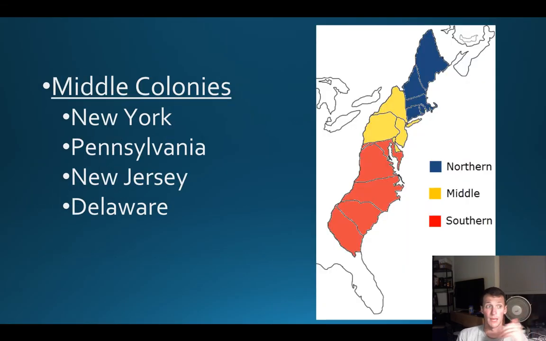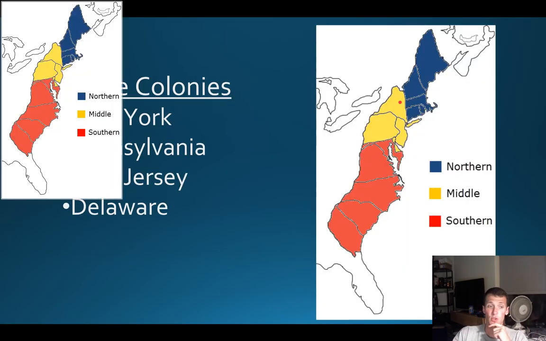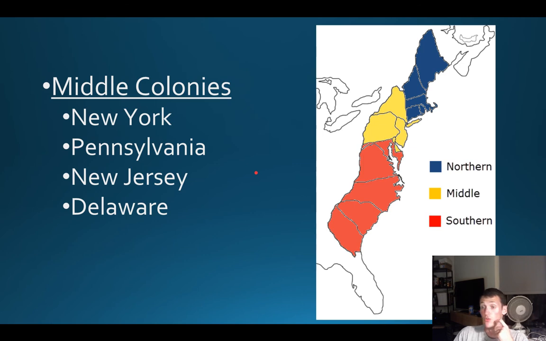Okay, moving on. Middle colonies. You have New York, right here, where my pointer is. Sorry, I realize it loads up on the side there, it just magnifies it. You have the beginnings of Pennsylvania here. You get New Jersey. And you get Delaware right there. So know where these are. Again, you'll have some sort of word bank, but you're going to need to place them.